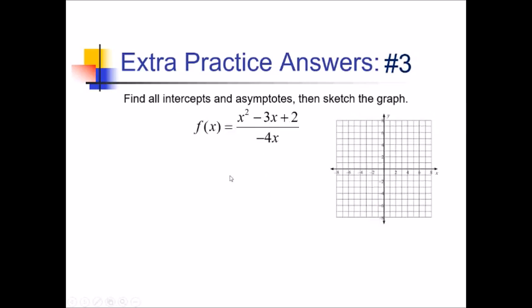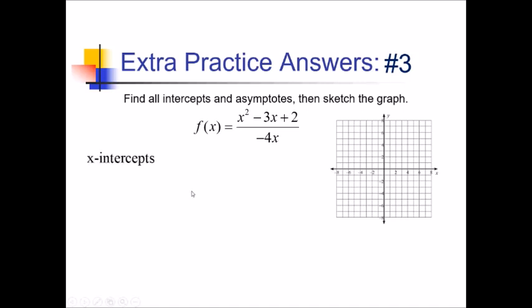For this problem, we need to find the intercepts and asymptotes for this function and then sketch it. There's not much factoring I need to do in the beginning. I could, but it's not going to help me cancel anything else out right away. But I'll be factoring in a sec anyway, because I need to find the zeros of my numerator.